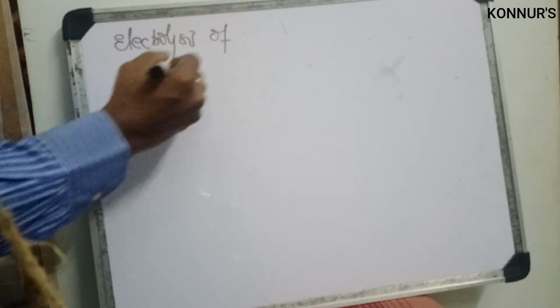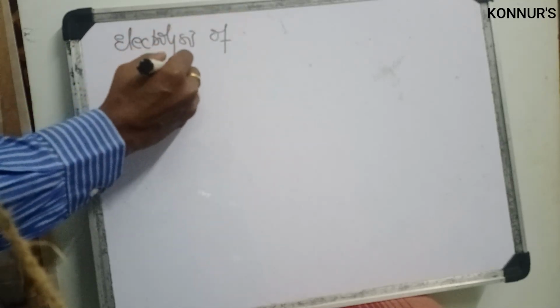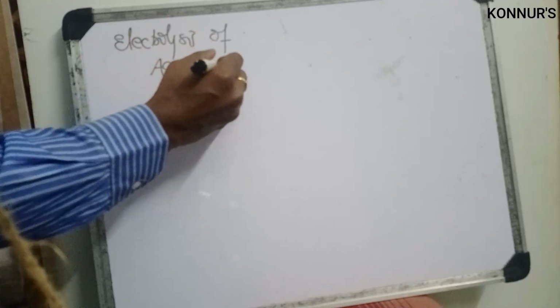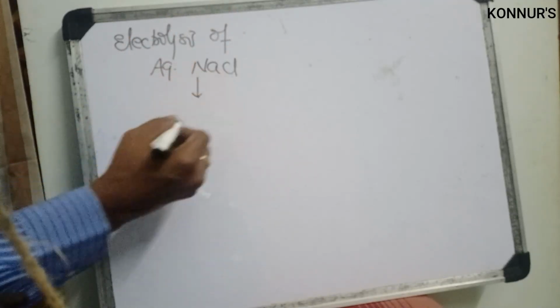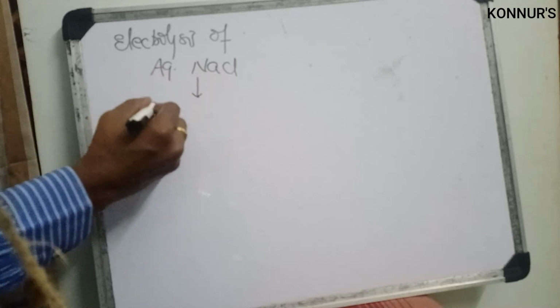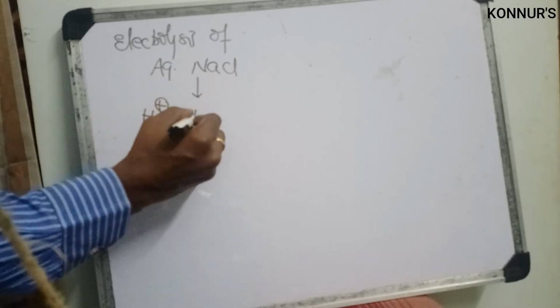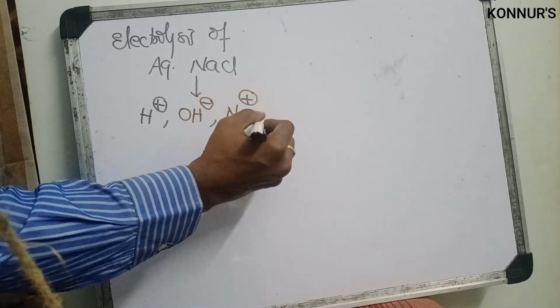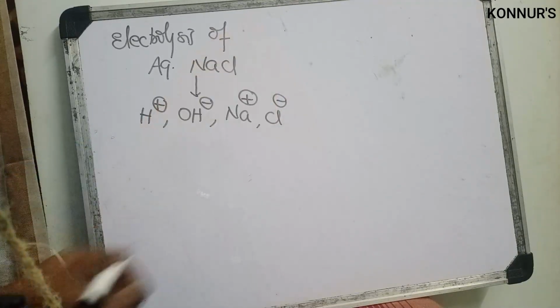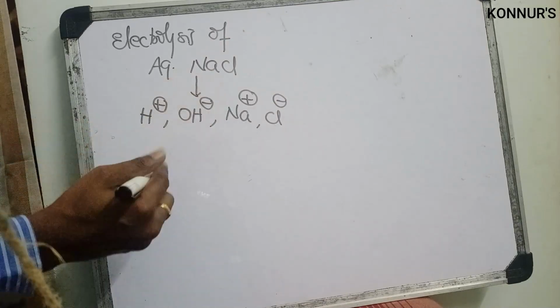Electrolysis of aqueous NaCl. Aqueous NaCl means what? H plus is there, OH minus is there, Na plus is there, Cl minus is there. So this contains two cations and two anions.